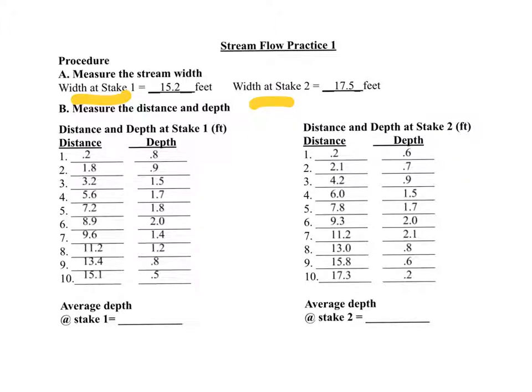Second part is looking at all the depths that were recorded. To figure out the average depth, first thing we want to do is add together all 10 depths at the location of stake 1. And of course, to get an average, we divide by how many we are putting into the problem. So if we add these up and divide by 10, that will give us average number 1.